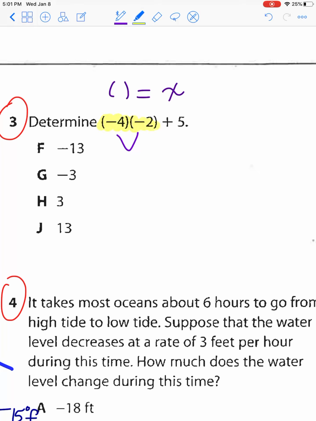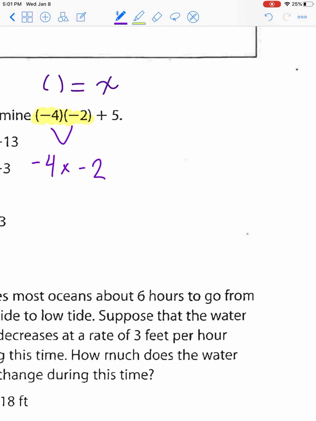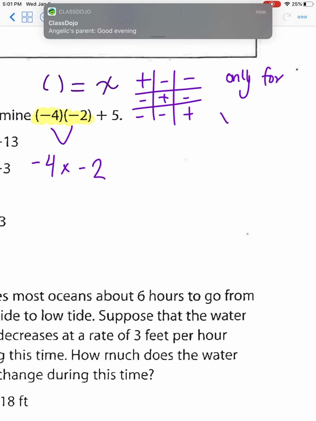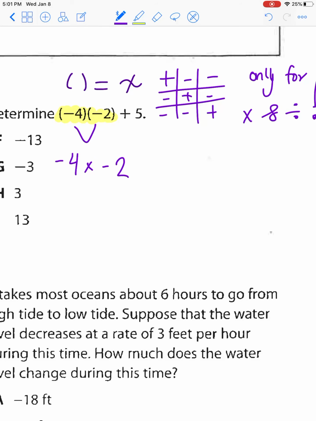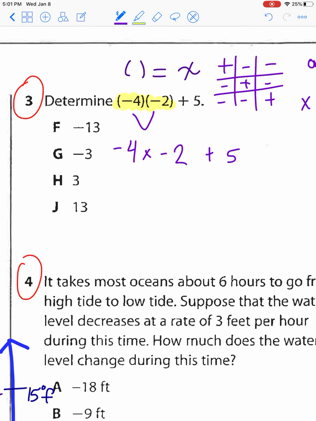I'm going to do this here. So it's basically saying -4 times -2. You're multiplying a negative times a negative. So your tic-tac-toe, remember that tic-tac-toe is only for multiplication and division. So remember that.